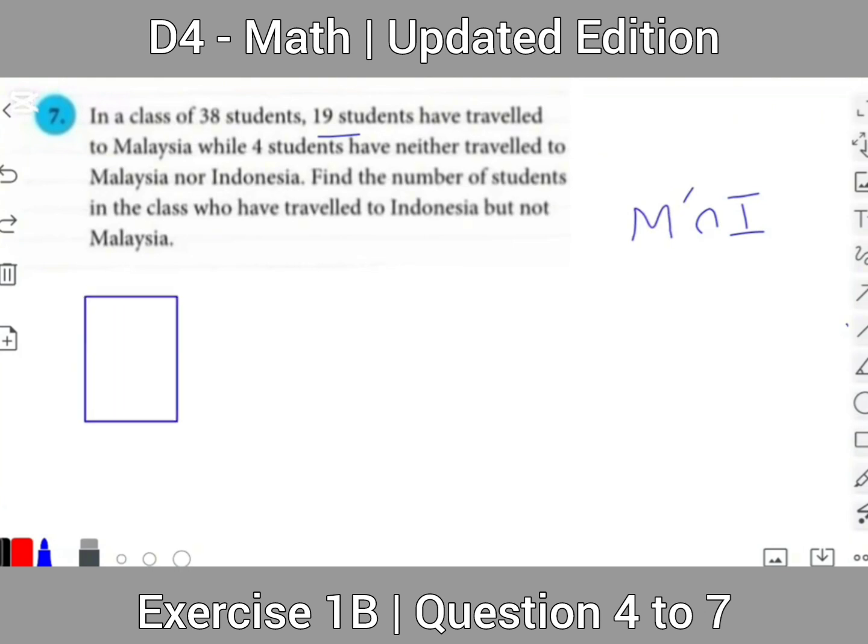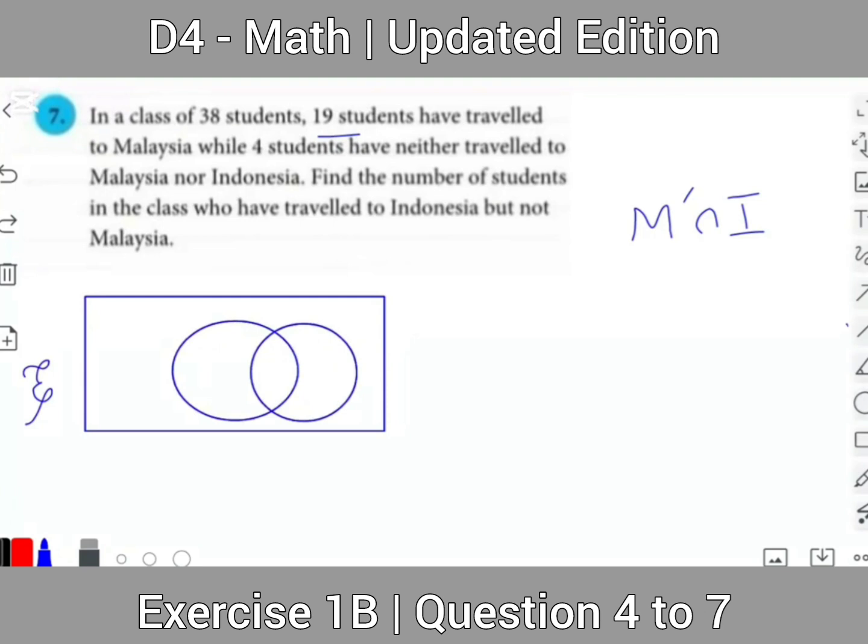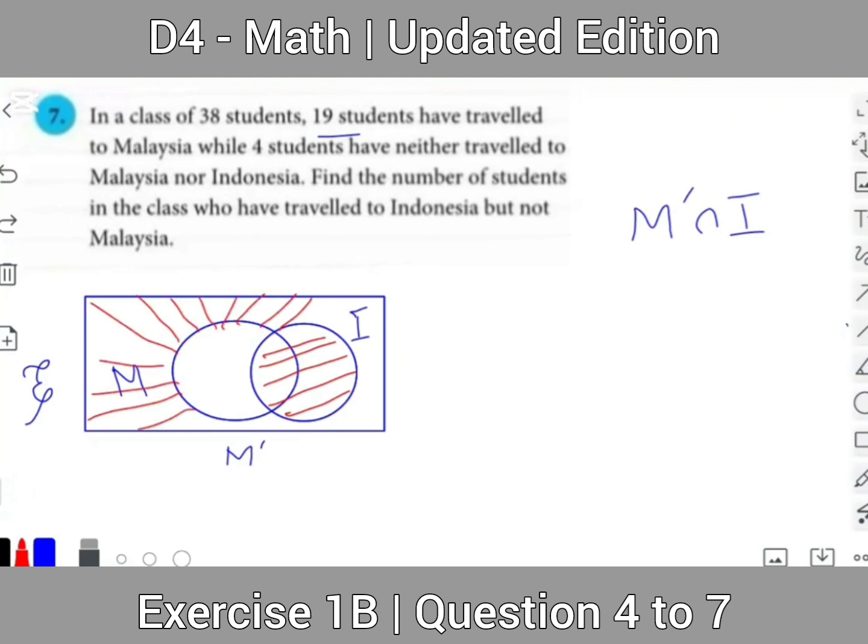So for the first Venn diagram, we will draw a rectangle for the universal set eta. Inside it, we will draw two circles to represent the sets M and I respectively. Now for the M prime or M complement, we will shade the region excluding the set M with red color. So the region shaded in red represents the M complement.